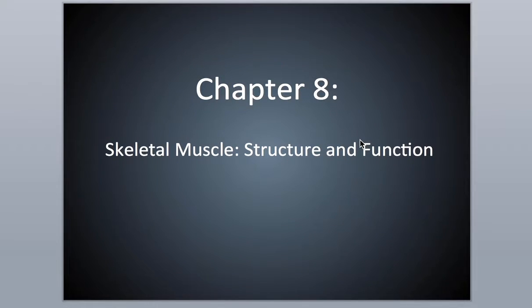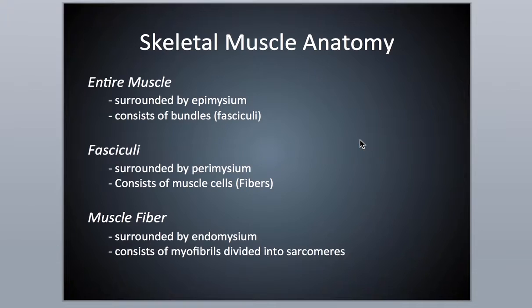All right, Chapter 8. This is skeletal muscle, the structure and function of said muscles. So we will get right into it. And first off, I want to talk a little bit about some of the structure of the muscle. If you look at the entire muscle itself, and we'll see a figure here in a second, it's surrounded by basically a thin layer of connective tissue known as the epimysium. And it's going to consist of a bunch of bundles of fibers of muscle tissue, known as fasciculi.